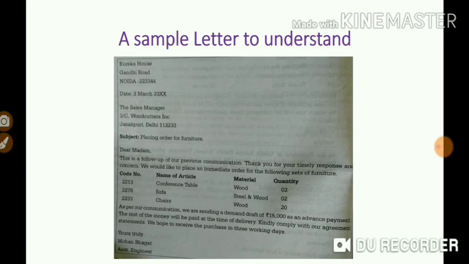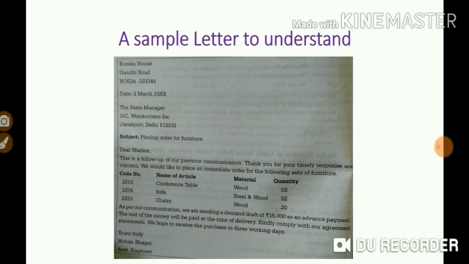So they may put themselves in trouble. That's why it is very much essential to introduce yourself in the first paragraph. So here Mr. Mohan Bhagwat has introduced himself or his firm, that they have been in contact with this particular company, Woodcutters Company, and previously they had some communications.